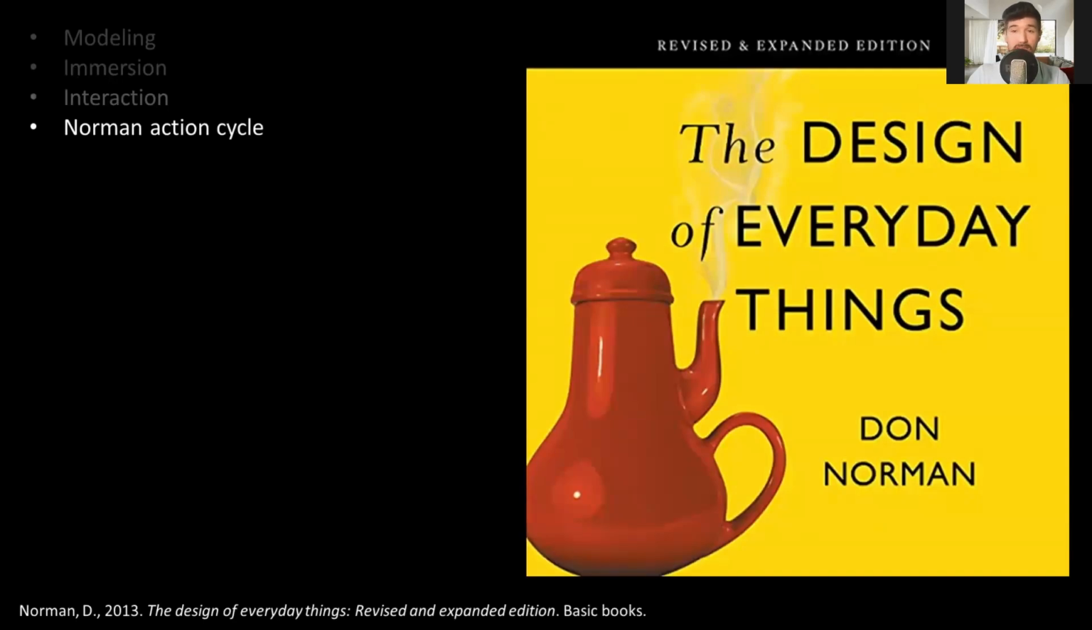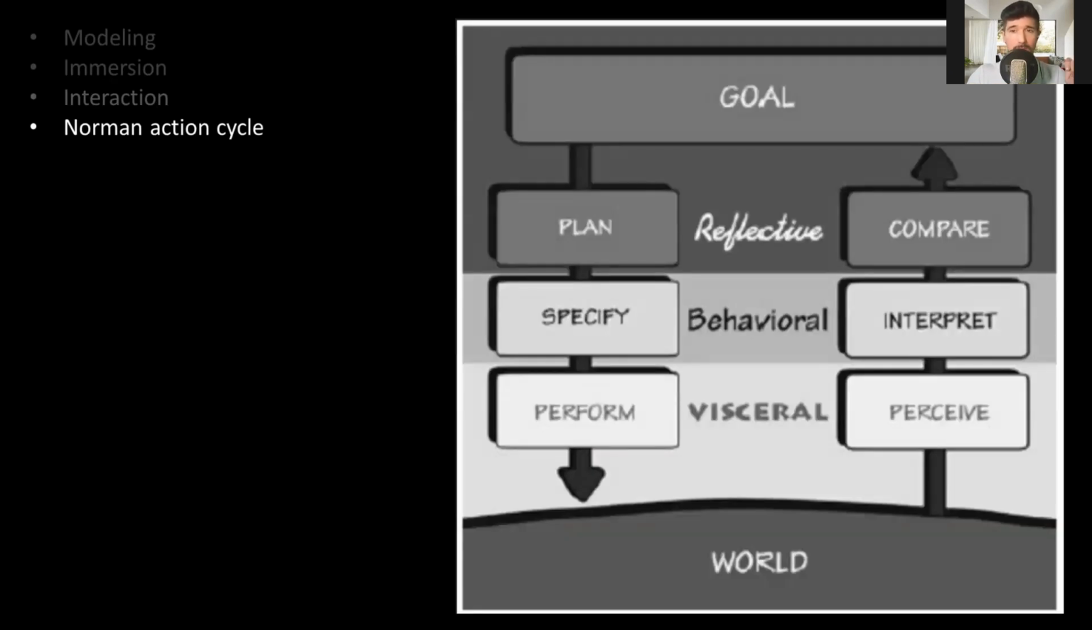The word action is important here, and we can use that as the starting point of our exploration and put it in the context of Don Norman's action cycle, which was introduced back in 1987-88 book, The Psychology of Everyday Things, which was later republished as The Design of Everyday Things in 2013. In it, Don Norman specifies that there are two distinct things, like the goal on one side and the world on the other, and the evaluation and execution phases in between, both having reflective, behavioral, and visceral parts among them.